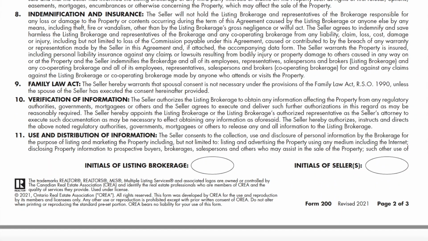But we are not responsible for loss or damage to the property. Number 9, Family Law Act. This is basically about if the owners are married and who's on title. The seller warrants that spousal consent is not necessary under the Family Law Act. If spousal consent is required, then the spouse will sign.